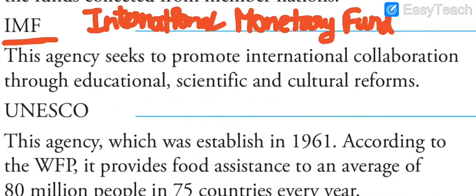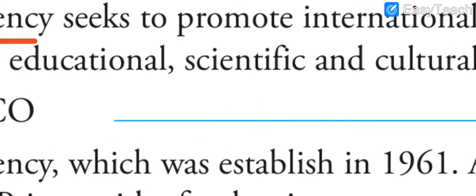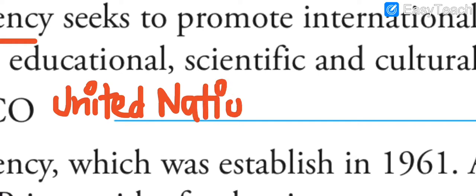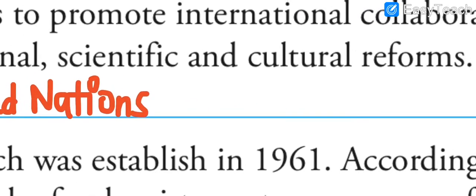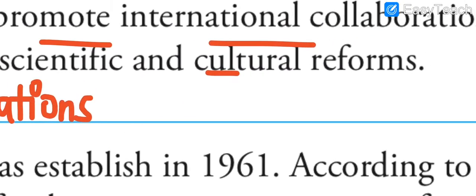Next we have: this agency seeks to promote international collaboration through educational, scientific and cultural reform. Means this agency is promoting international collaboration with the help of what? Educational, scientific and cultural reforms. So I'll just write, this is quite big. It is UNESCO and its full form is UN, that means United Nations. Since it is promoting educational, scientific and cultural reforms, the full form is accordingly.